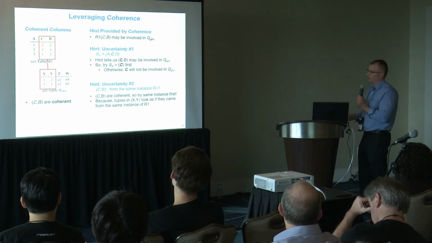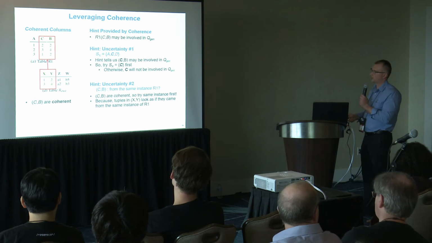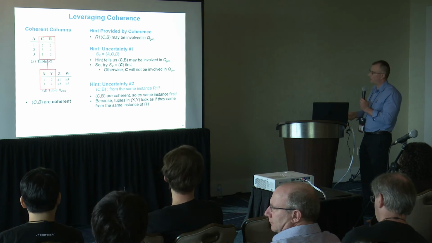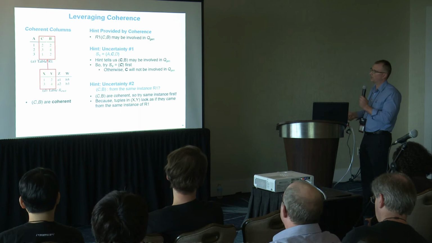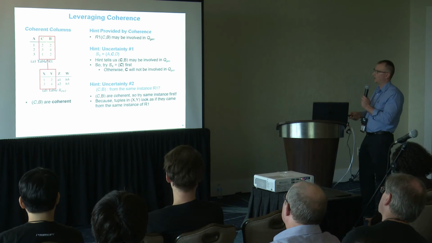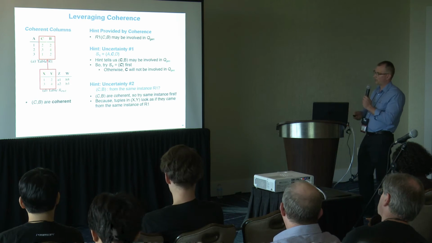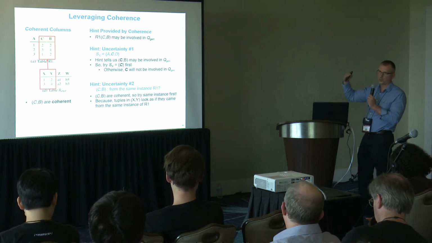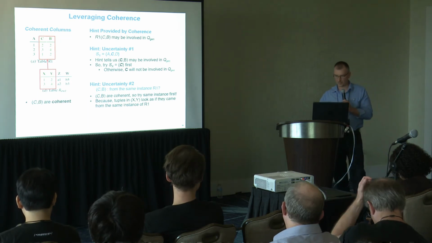Remember we had uncertainty 1, where we said X could have come from 3 possibilities, and we don't know which one. But the hint tells us that C and B may be involved in Q_gen. So we might want to first try column C as the cover for X, because if we don't do it, C will not be involved in Q_gen. So we basically do exclusion. The next uncertainty was whether C and B come from the same instance of R1 or from 2 distinct instances. The answer could be that maybe you first need to try the case where they come from the same instance, because they look consistent, as if they came from the same instance. So this provides us a hint.